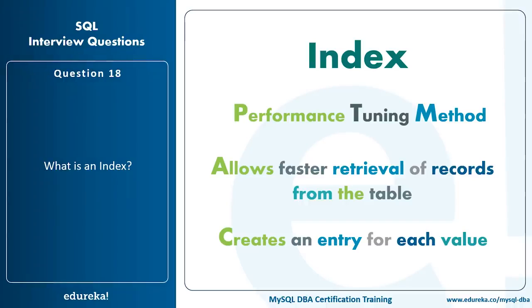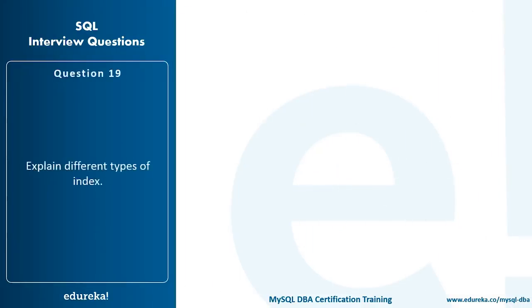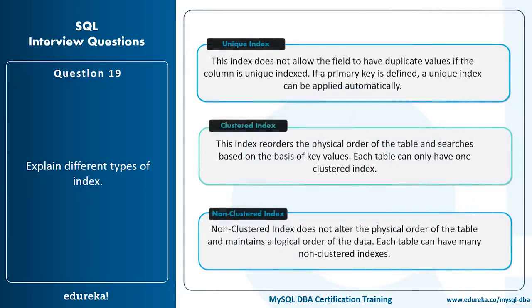And also an index creates an entry for each value. So to allow the faster retrieval of records from the table, it basically creates an entry for each and every value. Now let's move forward to the different types of indexes. Well, I've already explained two types of indexes, that is the clustered and the non-clustered index. But yes, let's understand both of them again and also an additional index, that is the unique index. So mainly there are three types of indexes that are used, that is the unique index, the clustered index, and the non-clustered index.